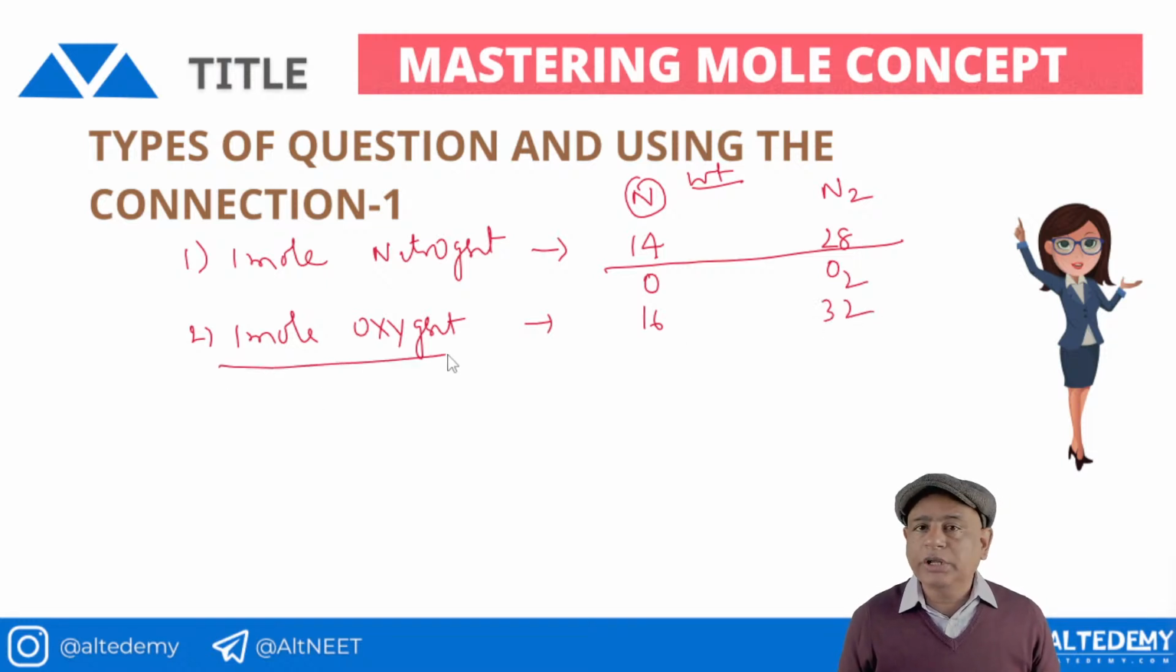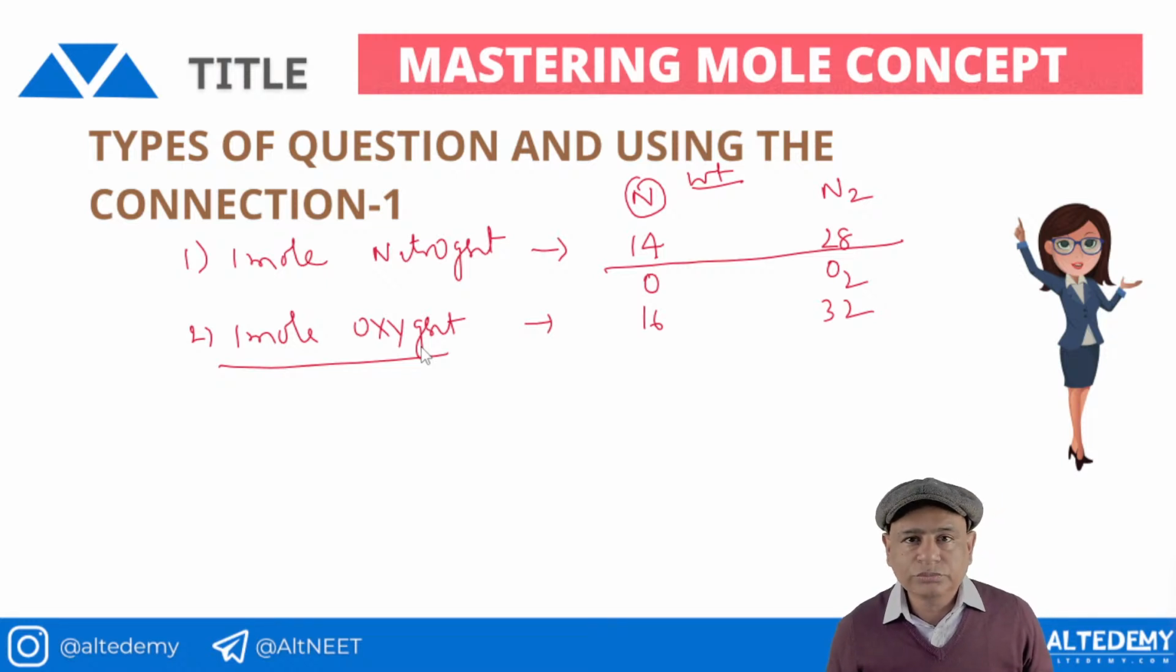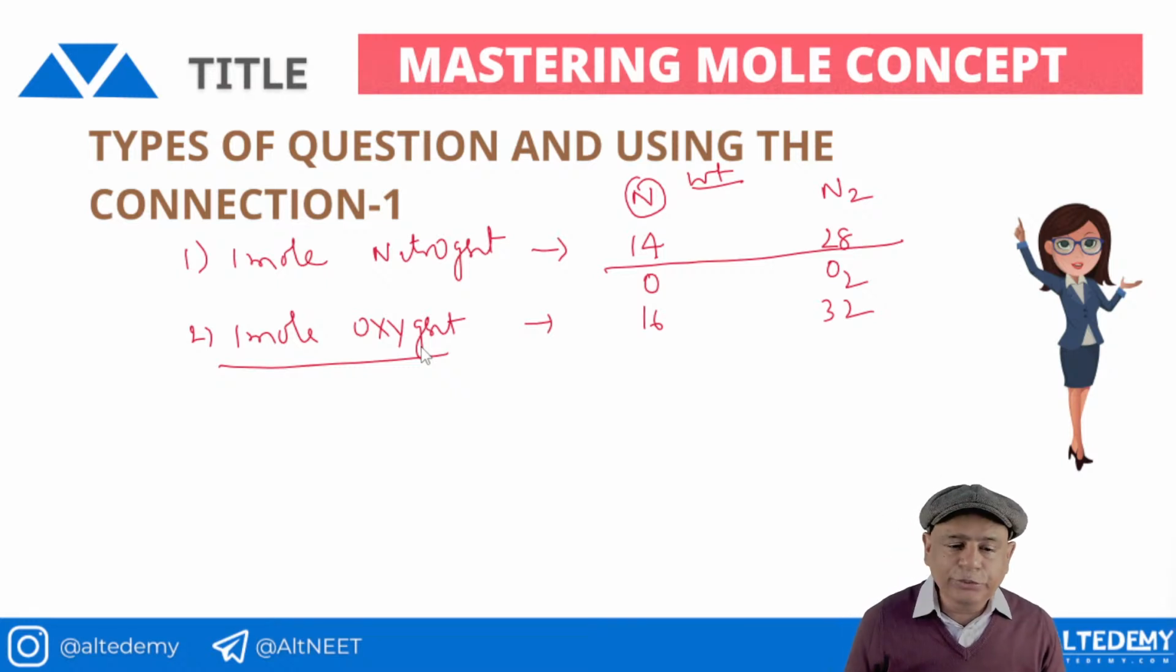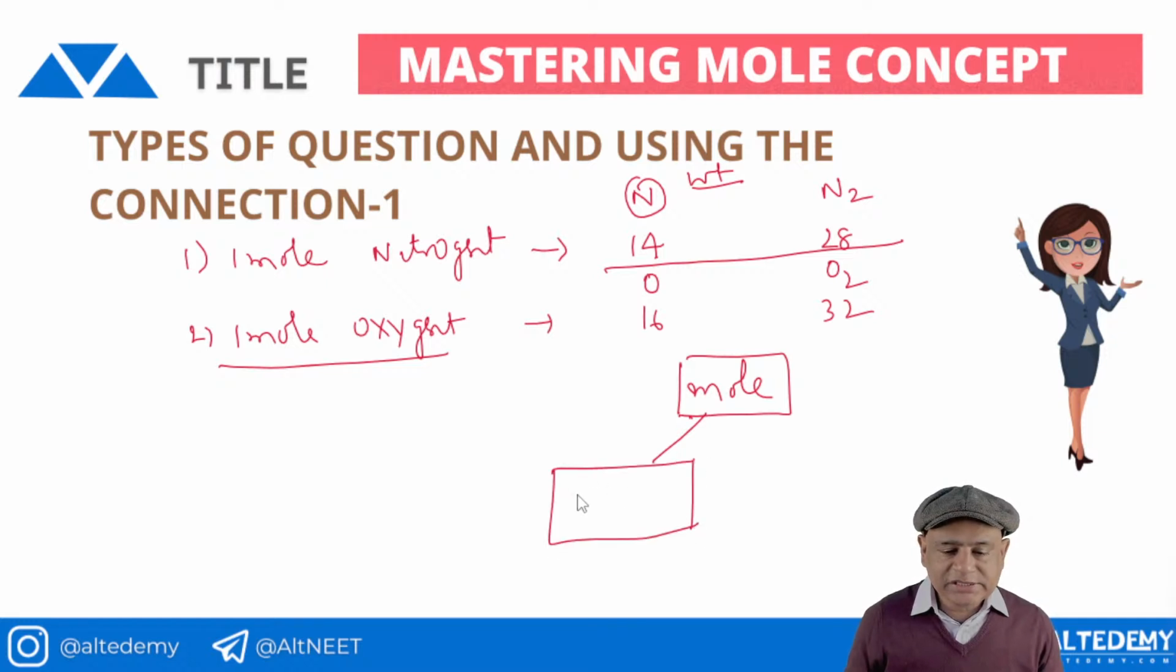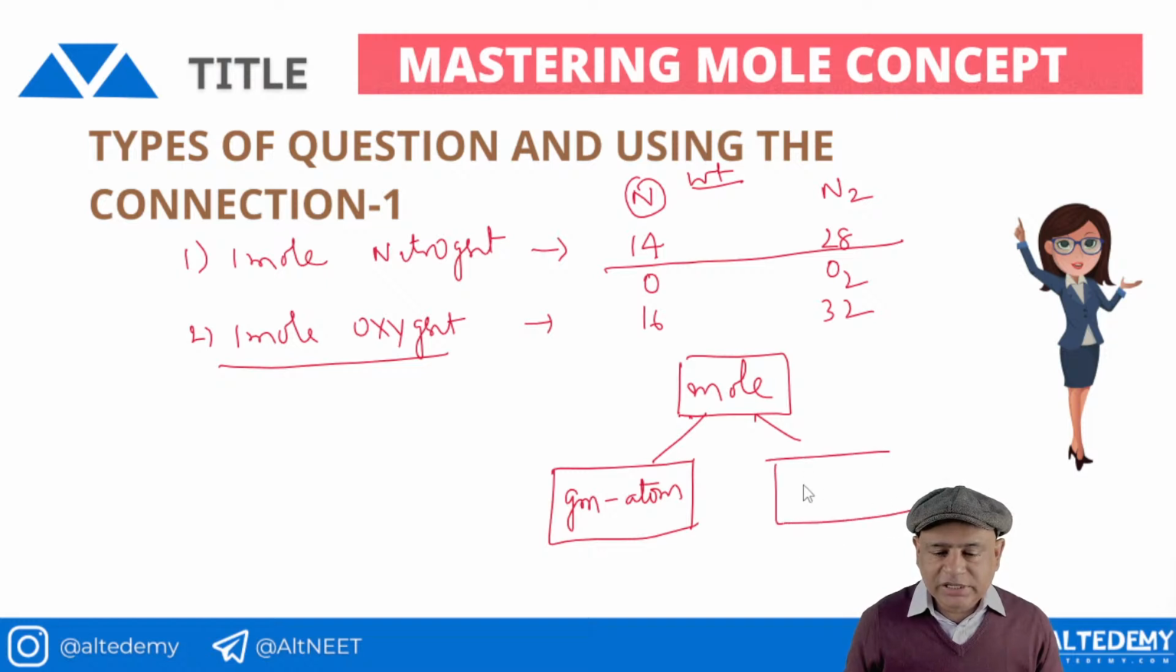But I have said one thing only: 1 mole oxygen. So the question is, does 1 mole oxygen mean O or O2? There is an inherent drawback, and we tried to remove that drawback by giving mole a new nomenclature. And what is that? The other two names of mole are gram atom and gram molecule.